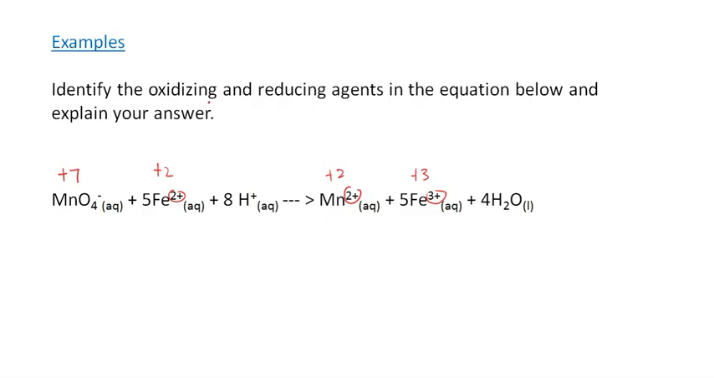Alright, so which is the oxidizing agent? If something behaves as an oxidizing agent, it will be reduced. So we should see a decrease in oxidation number. Now the manganate ion is moving from +7 to +2. Therefore, it is decreasing oxidation number. Therefore, the manganate ion is being reduced. If it is being reduced, it is behaving as an oxidizing agent. I need you to understand this logic.